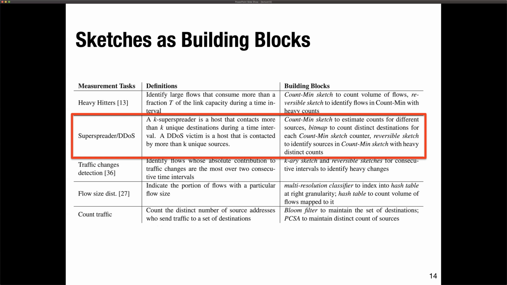So the goal here is to find a k super spreader. A k super spreader is a host that contacts more than k unique destinations during a time interval, right? So you have a window, you have k unique destinations that it is trying to reach, and this is complementary to the DDoS query that we were looking at, where the victim is a host that is contacted by more than k unique sources, right? So the reflection attack that we covered in the last class, right?